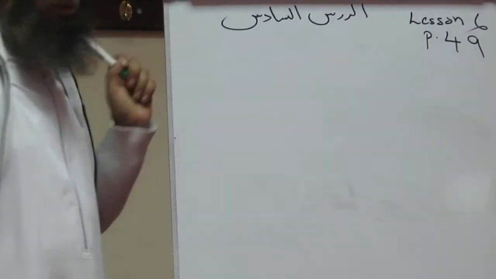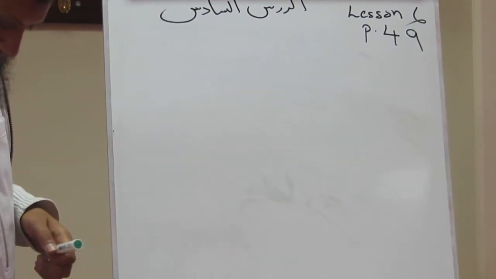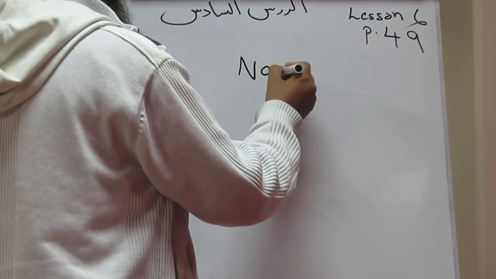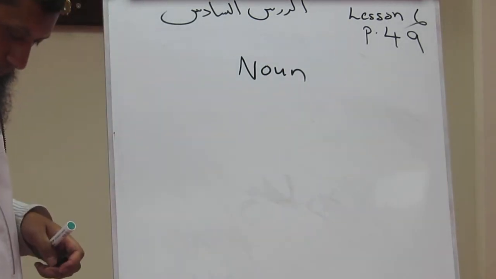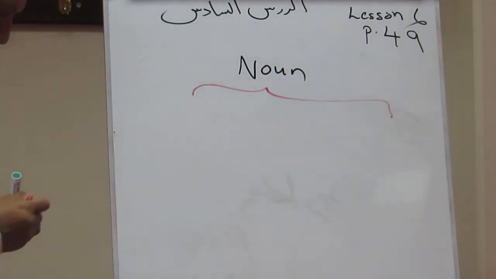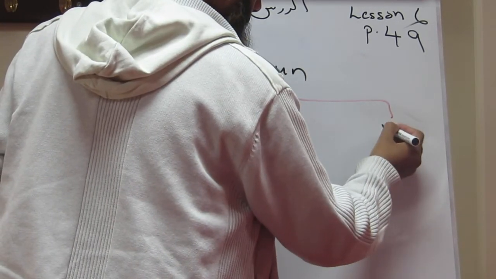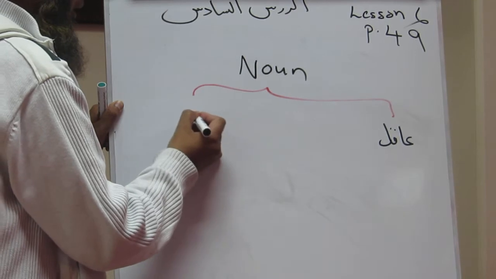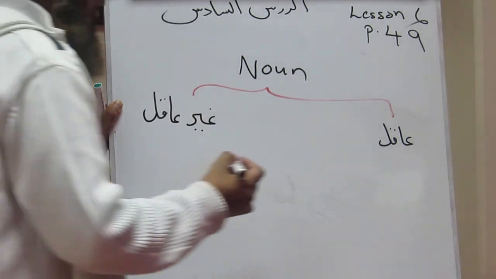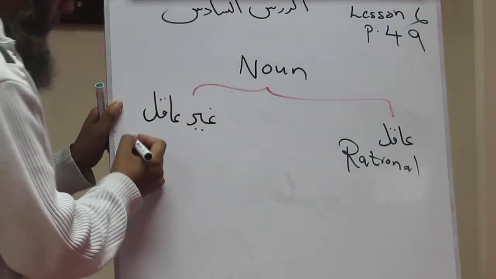From the points to remember. So what we have learned, that any noun that you have, take a noun. So this noun, what we're going to do? We're going to divide it into two. Okay. So one noun will be, we said, عاقل. And the other one will be غير عاقل. So a noun which is عاقل has intellect, is rational. غير عاقل, irrational nouns.